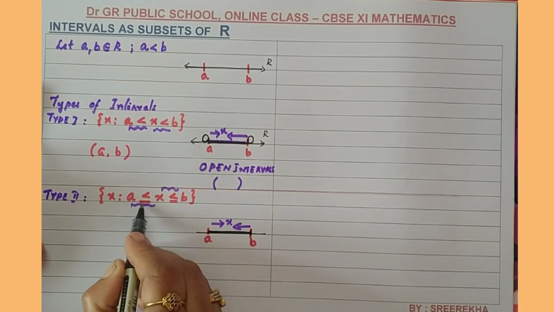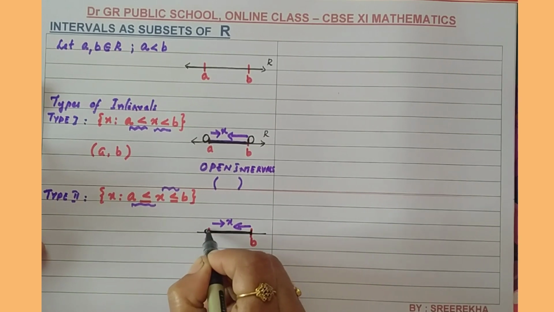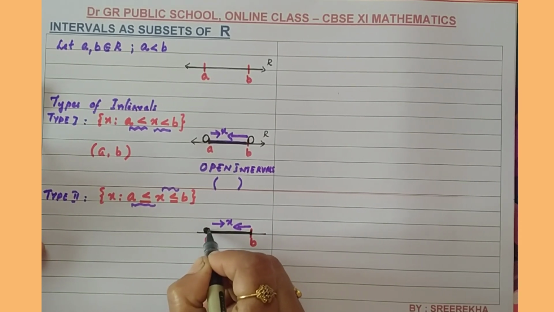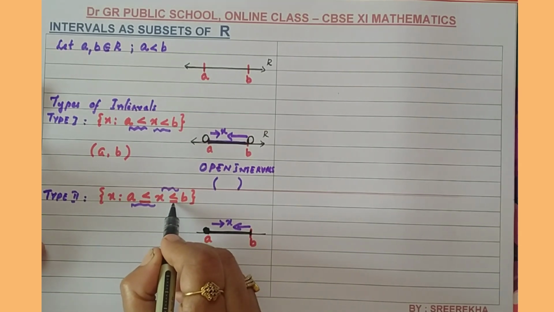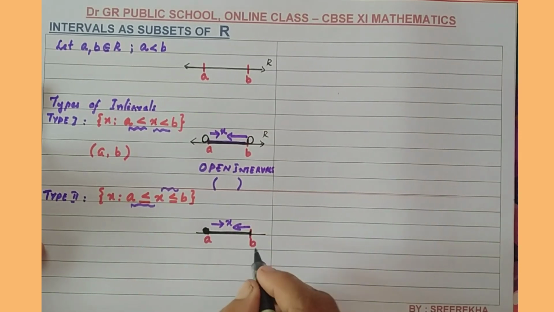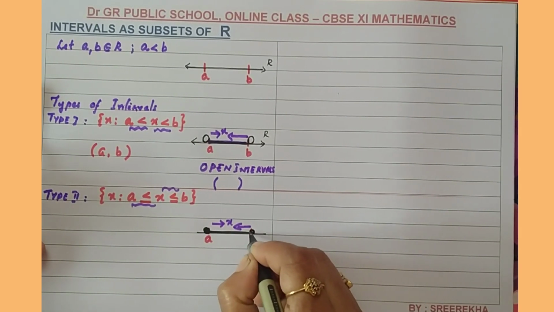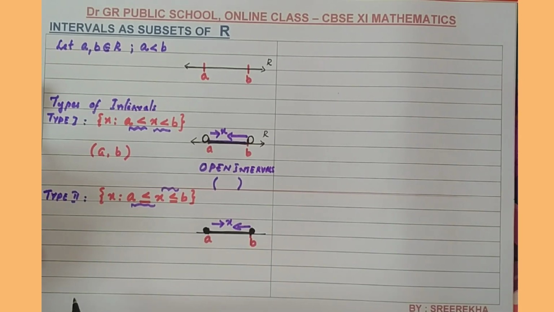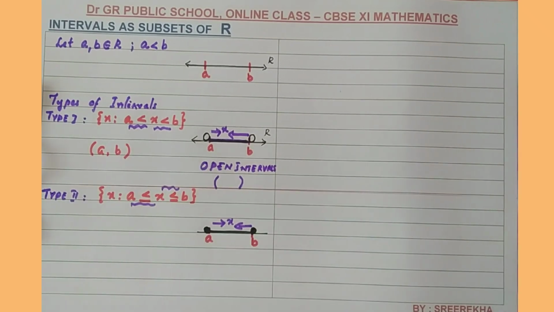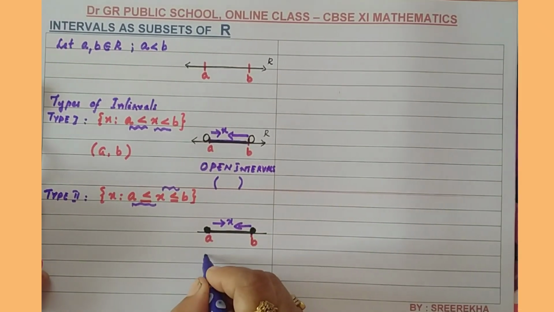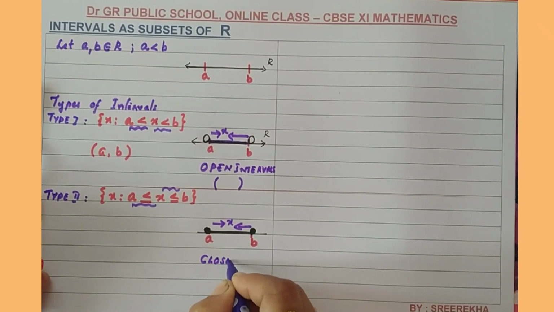The condition is that a less than or equal to symbol means that the point A is included, that I can mark with a darkened circle, and on the right side the point B is also included, as the less than or equal to symbol is mentioned here. So this part also I can mark with a darkened circle. So actually this is the representation of a closed interval. Such intervals are called closed intervals.